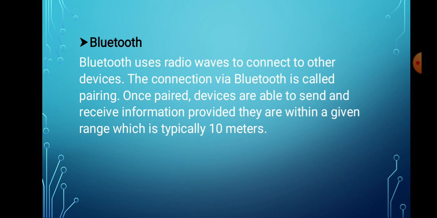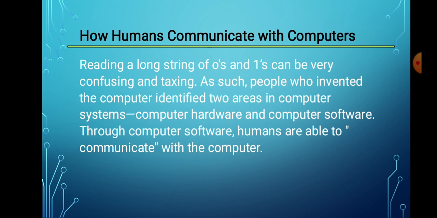Bluetooth. Bluetooth uses radio waves to connect to other devices. The connection via Bluetooth is called pairing. Once paired, devices are able to send and receive information provided they are within a given range, which is typically 10 meters.